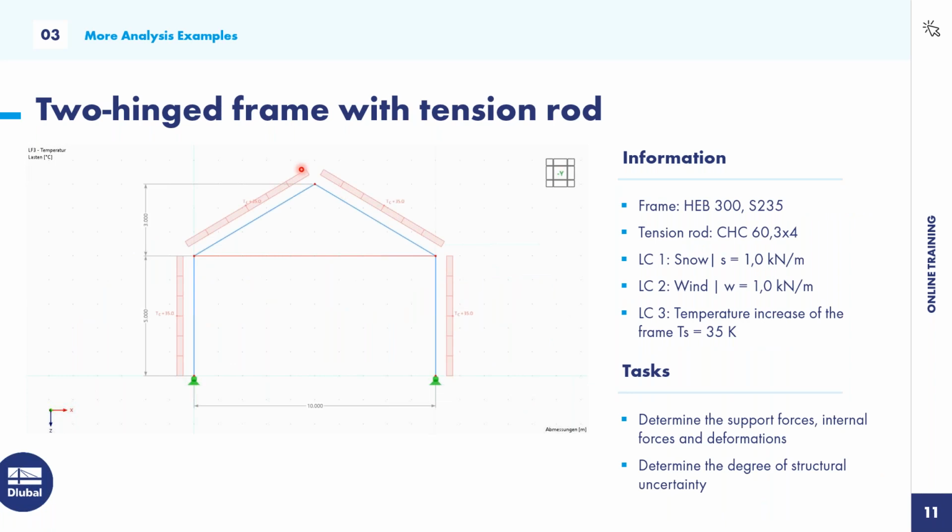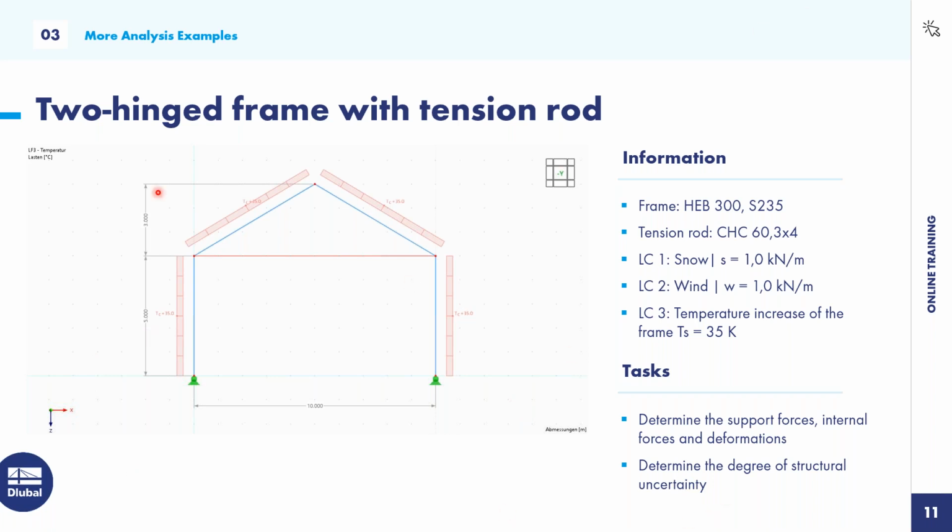And now we do this two-hinged frame with a tension rod in the middle. So it's a pretty interesting example you can also do with the force method during your study. We have this two-hinged frame, and now we give it an additional unknown parameter by adding a tension rod here in the middle. And we have 3 different load cases. Now the task would be, okay, determine the support forces and so on, and also the degree of structural uncertainty, so the statical indeterminacy.